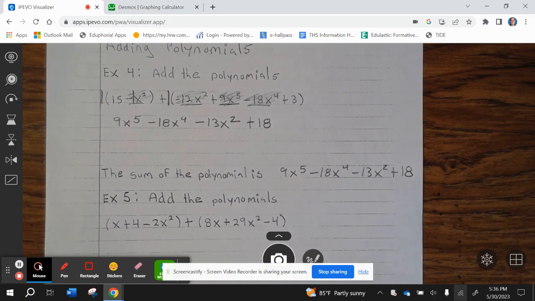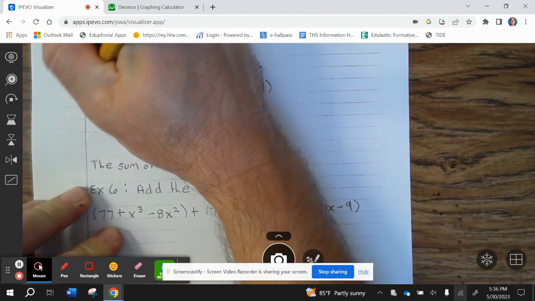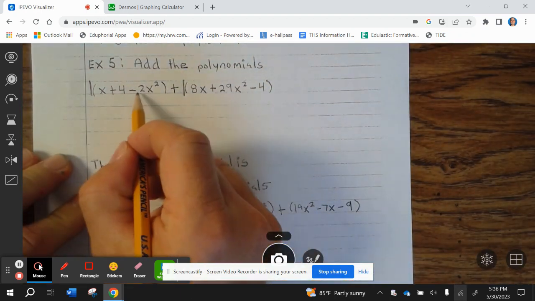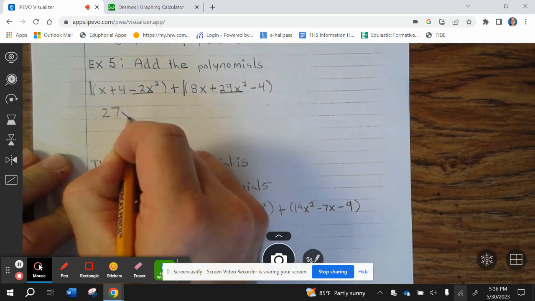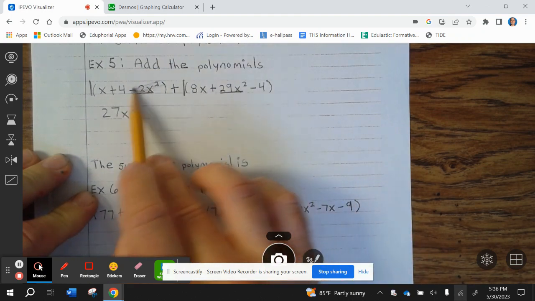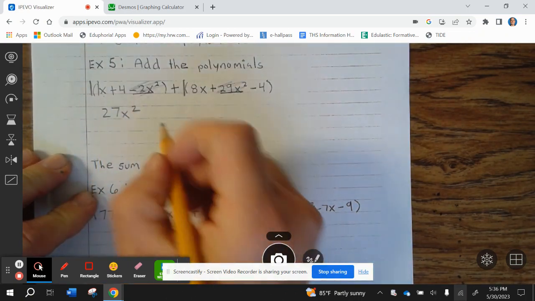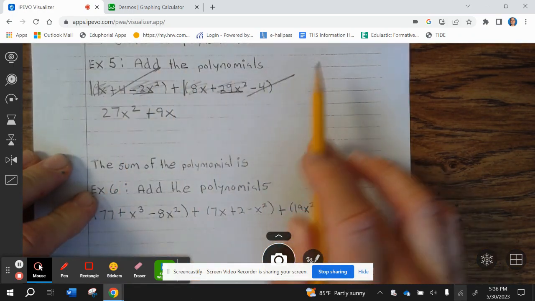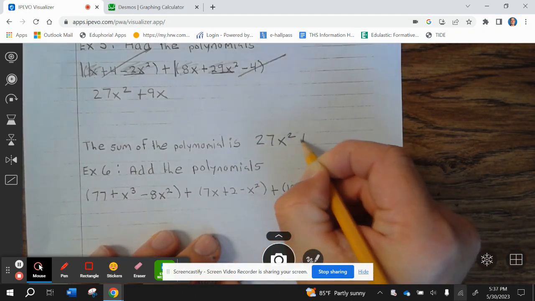Let's take a look at example 5. Add the polynomials. So we put a 1 here. We're just multiplying by 1, so we can ignore the parentheses. So we combine terms. Negative 2x squared and 29x squared is 27x squared. So we're done with that. And then 1x and 8x is plus 9x. 4 minus 4 cancels, and so the sum of the polynomials is 27x squared plus 9x.